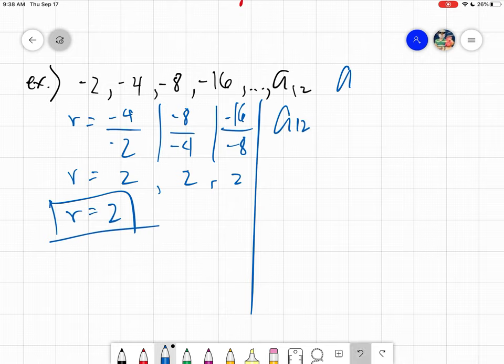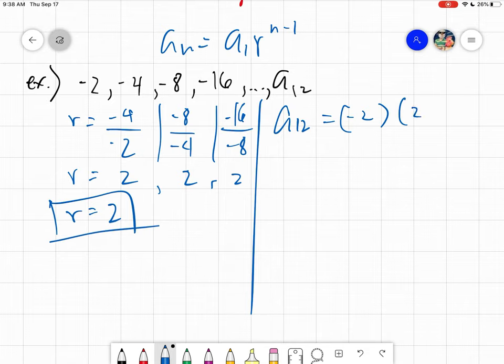Okay? Given the unknown, which is A sub 12, and knowing the formula, A sub N is equal to A sub 1 times R raised to N minus 1. Substitution only. A sub 12 is unknown, therefore, you leave it as is. A sub 1, you know that, which is negative 2. Always put a parenthesis. The next one is R. Our R is 2. And our N is 12.